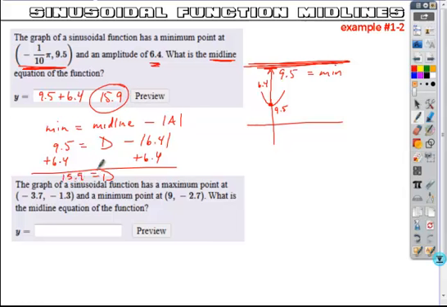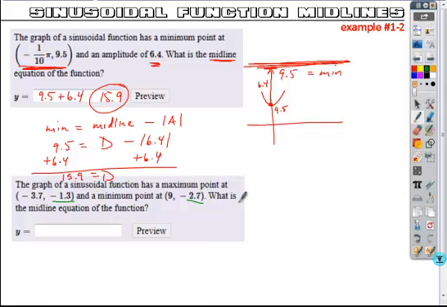So when we look at the second example, again, you might be given the maximum, the midline, and the amplitude. You might be given the min and the max, like you are in this second example. So in the second example, you have a maximum at negative 1.3, a minimum at negative 2.7, and you want to find the midline. And so now the midline is going to be located where between those two extreme points?